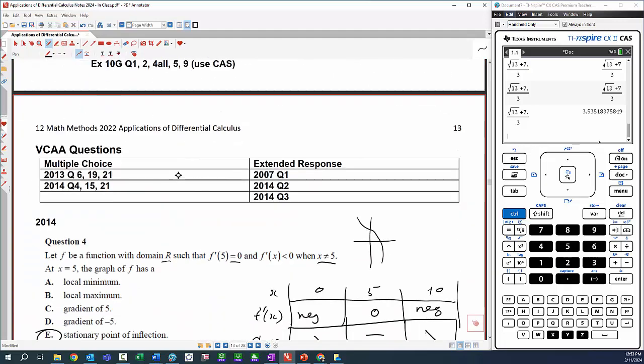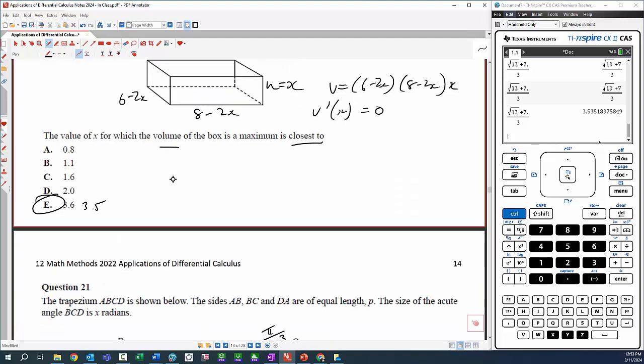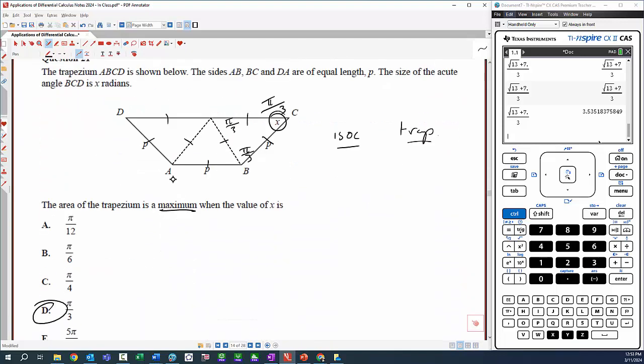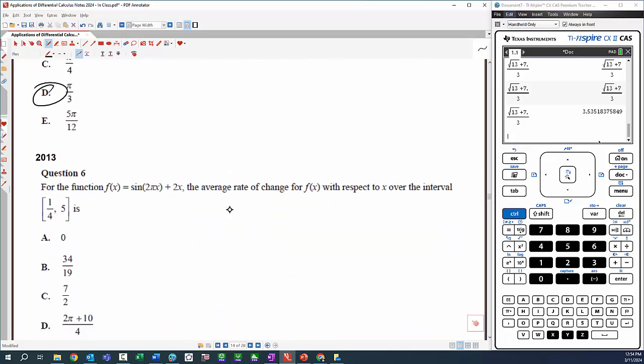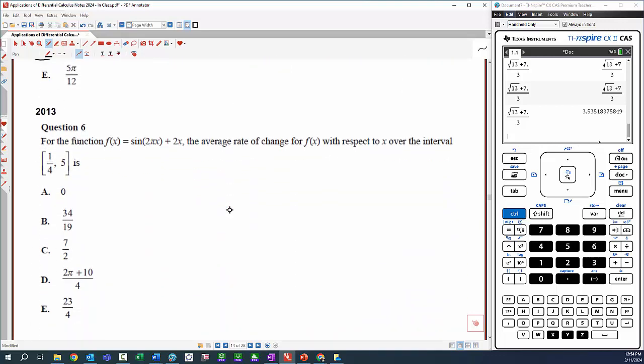This one though, I suppose it's a little different in the sense that it says what is the maximum area. That one does. This one just says what's the angle it's going to create the maximum value. Okay, for this function, the average rate of change with respect to x over the interval is, so a bit bizarre that this question's in here, but doesn't really have anything to do with this.